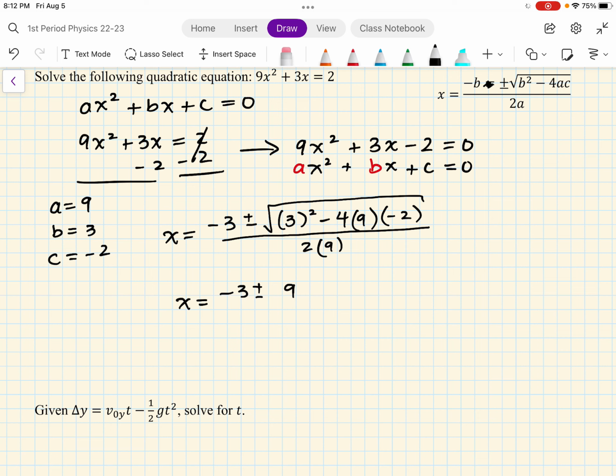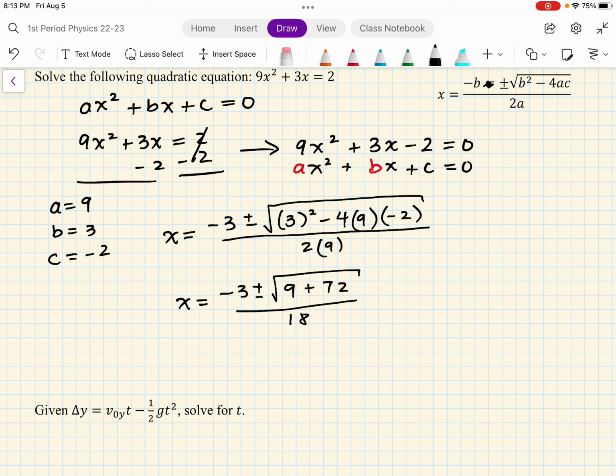Minus, now notice how these two minus from negative 2 and negative 4 will cancel. We'll make a positive, right? So it'll be minus 4 times 9, that's negative 36, times negative 2, that'll be positive 72, right? So plus 72 divided by 18. And there you go. And boy, you can see that 9 plus 72 will be 81.